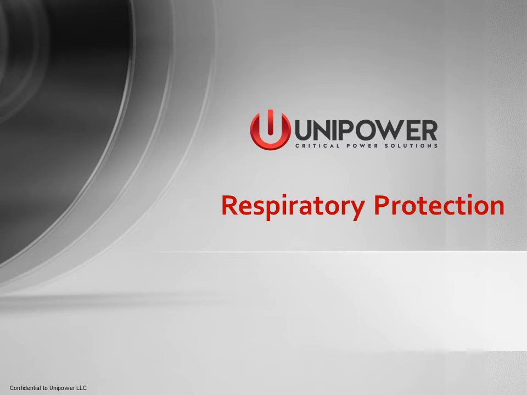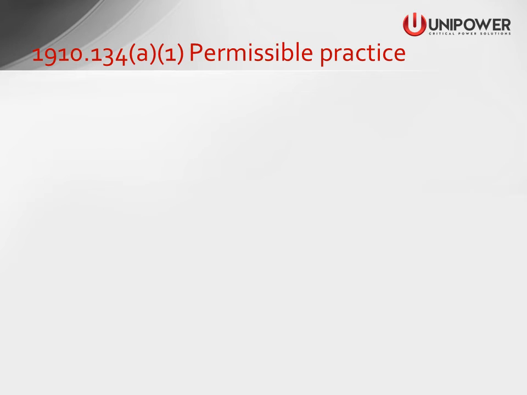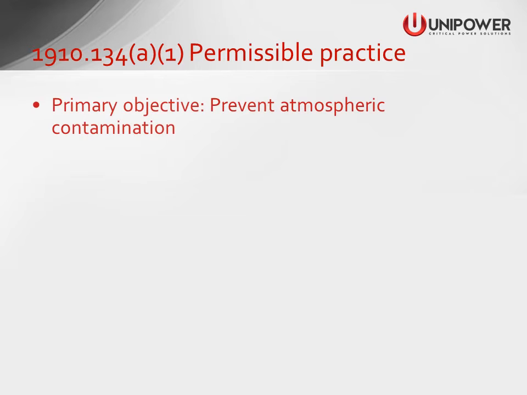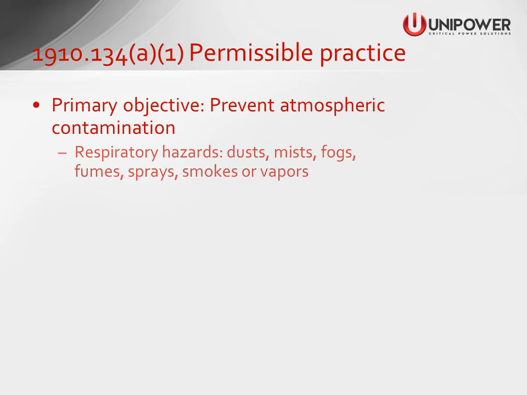Respiratory protection. Section 1910.134A talks about permissible practices for respiratory protection. The primary objective of this section is to prevent atmospheric contamination. Respiratory hazards include dust, mist, fogs, fumes, sprays, smokes, or vapors.